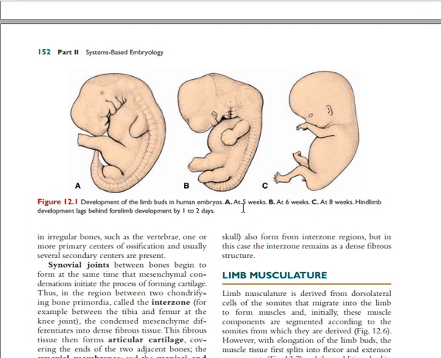We have A at 5 weeks. The next one is going to be at 6 weeks, where you see the buds are going to be produced more, and then the last one is at 8 weeks here.